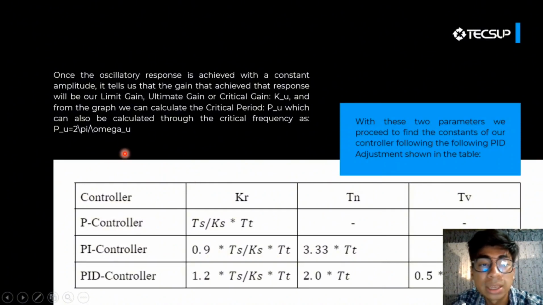Then, once the oscillatory response is achieved with a constant amplitude, it tells us that the gain that achieves that response will be our limit gain, ultimate gain, or critical gain, Ku. And from the graph we can calculate the critical period, Pu, which can also be calculated through the critical frequency as Pu equals 2π divided by ω. Then we have this board. With these two parameters, we proceed to find the constants of our PID controller, as mentioned in the table here: P controller, PI controller, and PID controller.